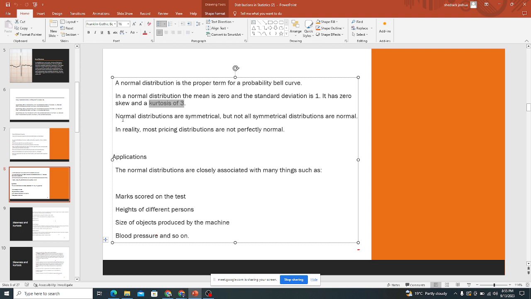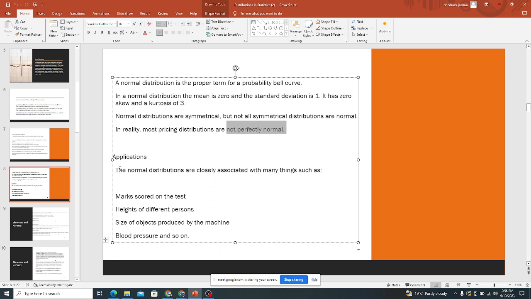So normal distributions are symmetrical, but this is the point I was trying to explain: normal distributions are symmetrical, but not all symmetrical distributions are normal. In reality, most pricing distributions are not perfectly normal distributions. Sometimes the data is skewed. A perfect normal distribution is only the standard normal distribution.